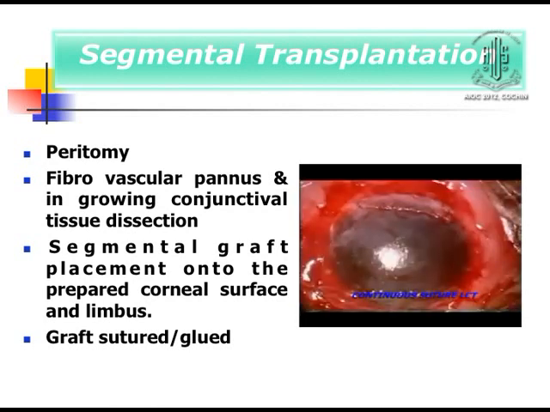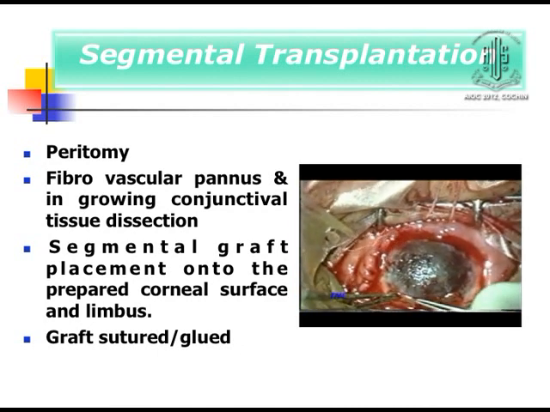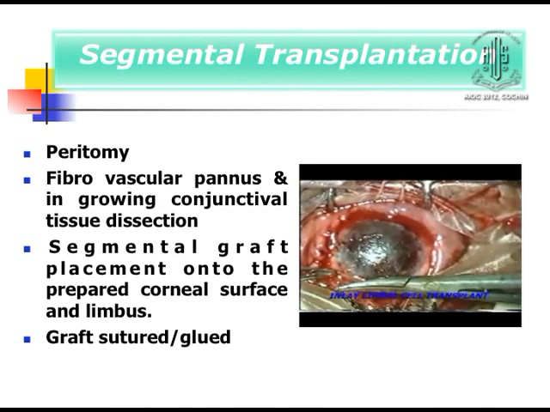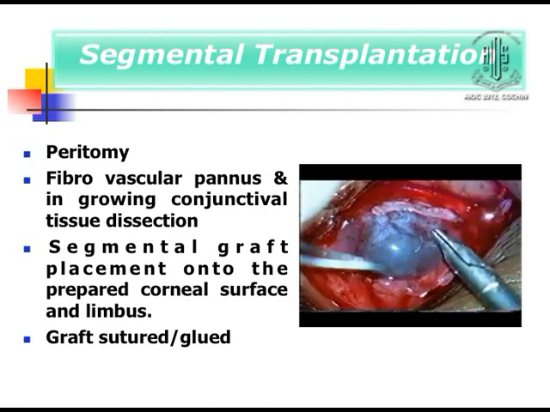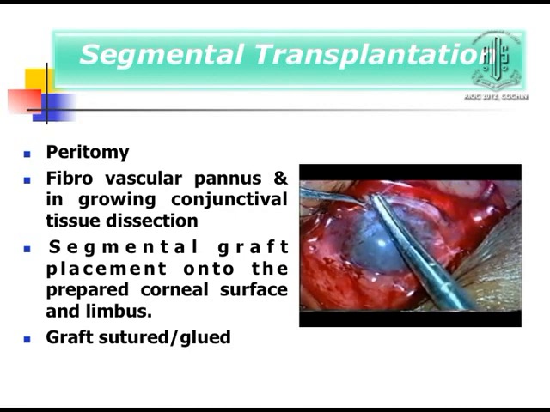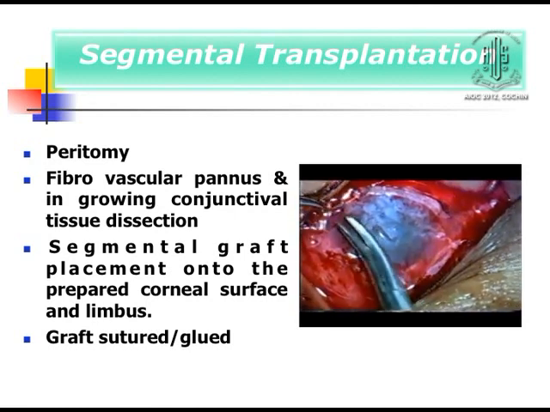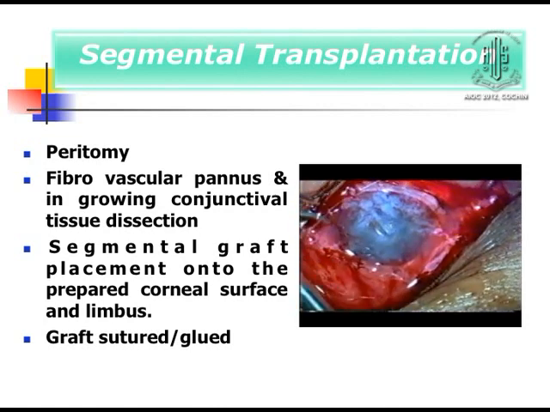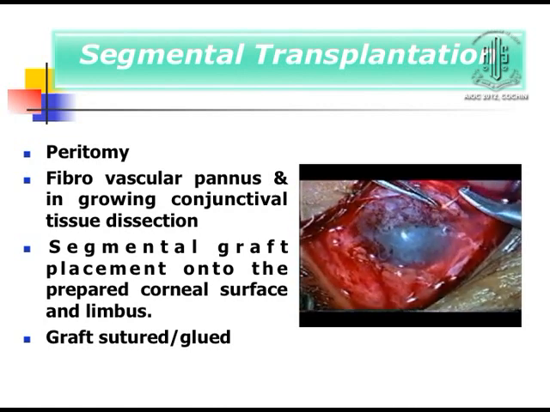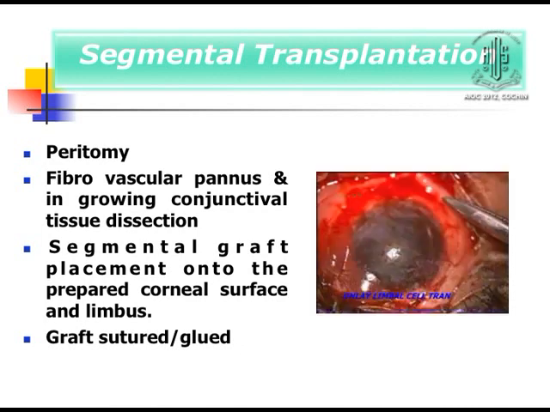Then we go one by one on how we are going to do the segmental transplant. First of all, we have to do the peritomy depending upon the area of involvement. Then whatever fibrovascular pannus is there, we have to dissect very carefully, and then the segmental graft will be placed over the limbus, and either it has to be sutured or it can be fixed with fibrin glue, as you are seeing in this video.